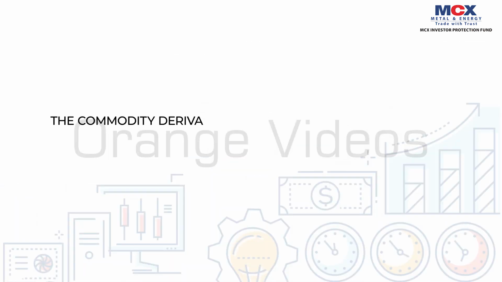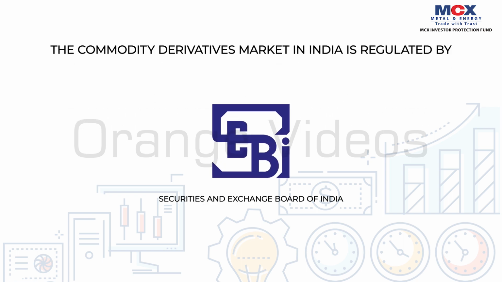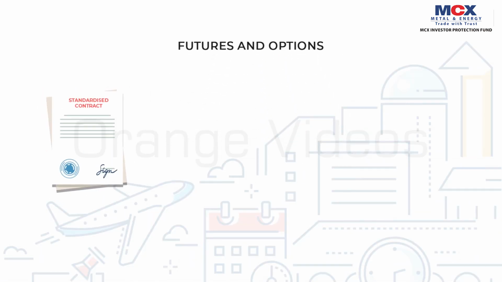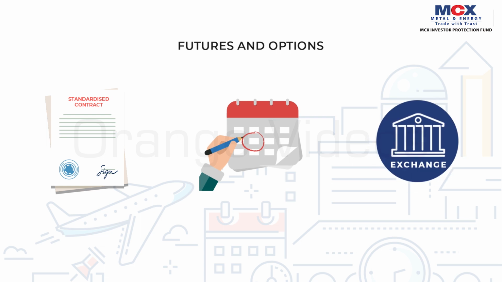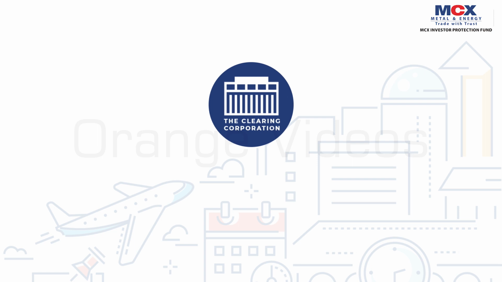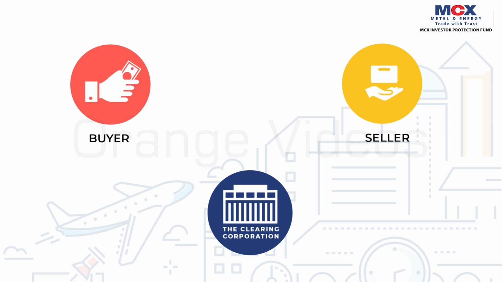The commodity derivatives market in India is regulated by the Securities and Exchange Board of India, SEBI. Futures and options are standardized contracts that have an expiry date and are traded on regulated exchanges like MCX. While trading on a commodity derivative exchange, the clearing corporation acts as the counterparty for both buyers and sellers. The clearing corporation is a buyer to every seller and a seller to every buyer, which is known as novation.